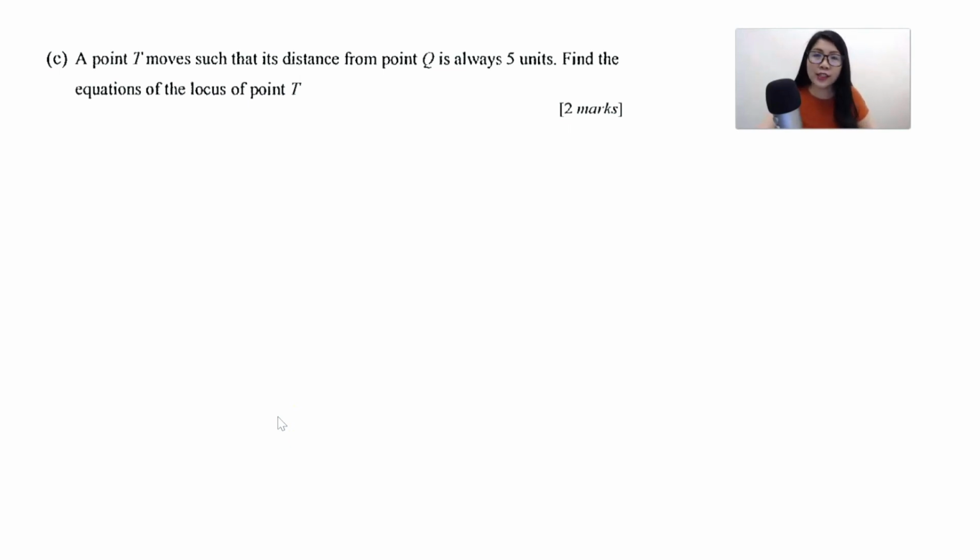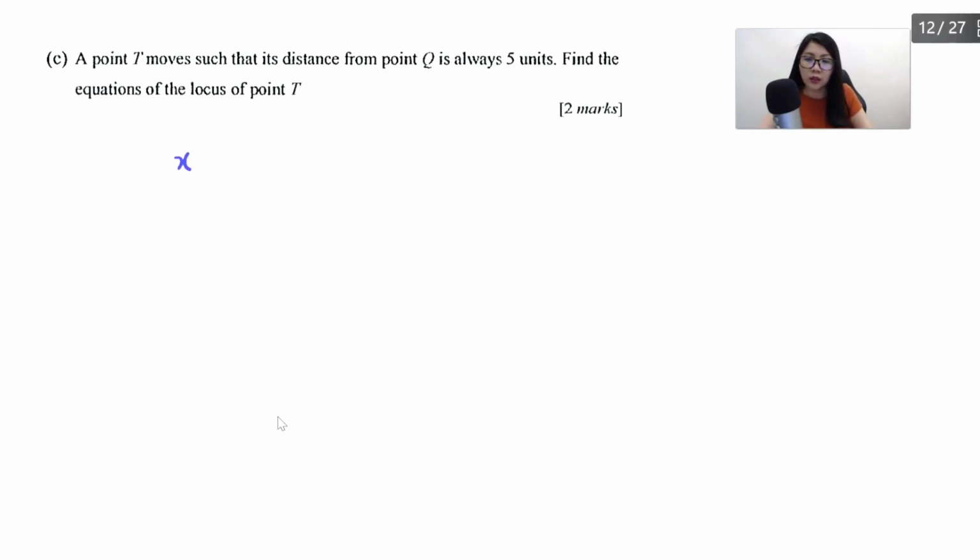Now let's look at question C. A point T moves such that its distance from point Q is always 5 units. Find the equation of the locus of point T. For this, it's always 5 units, which means the radius is 5 units, so it's a circle. We know that the locus is a circle.